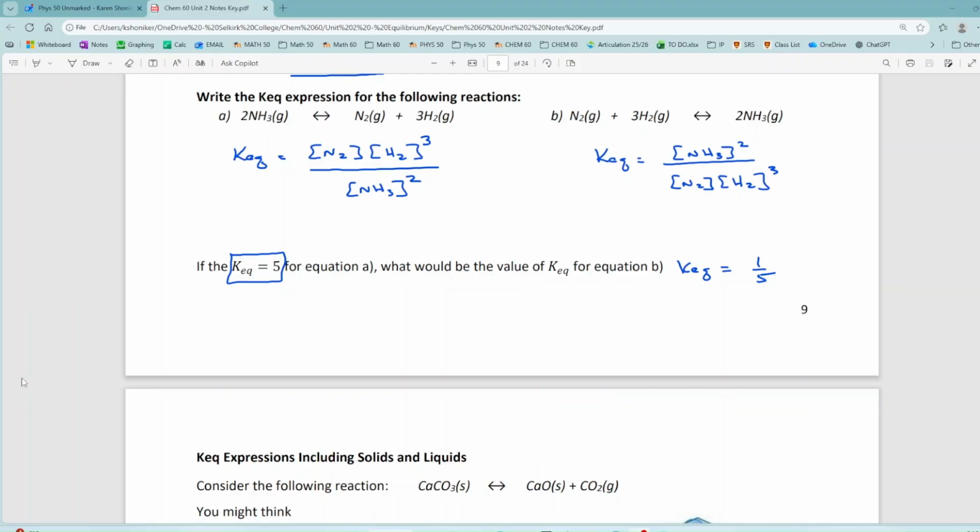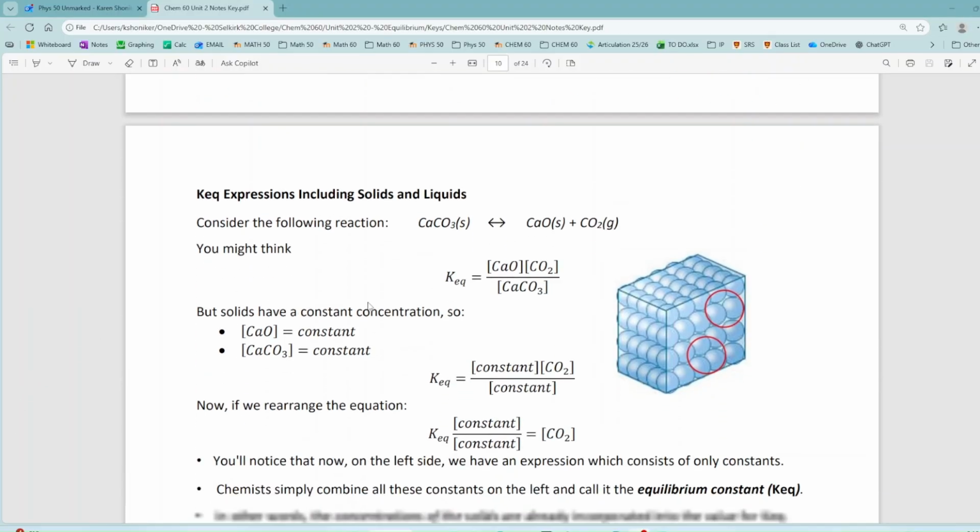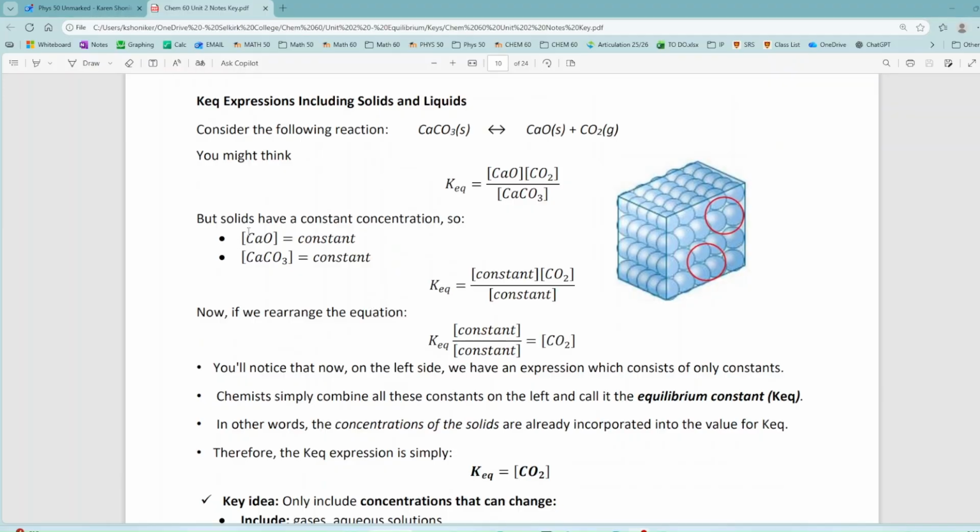And now there's just a little bit more to this puzzle, which is equilibrium constant expressions, including solids or liquids. Let's just think about this for a second. If we had a reaction like calcium carbonate forming calcium oxide and carbon dioxide, from what I just taught you, you would be inclined to put calcium oxide times carbon dioxide divided by calcium carbonate, right?